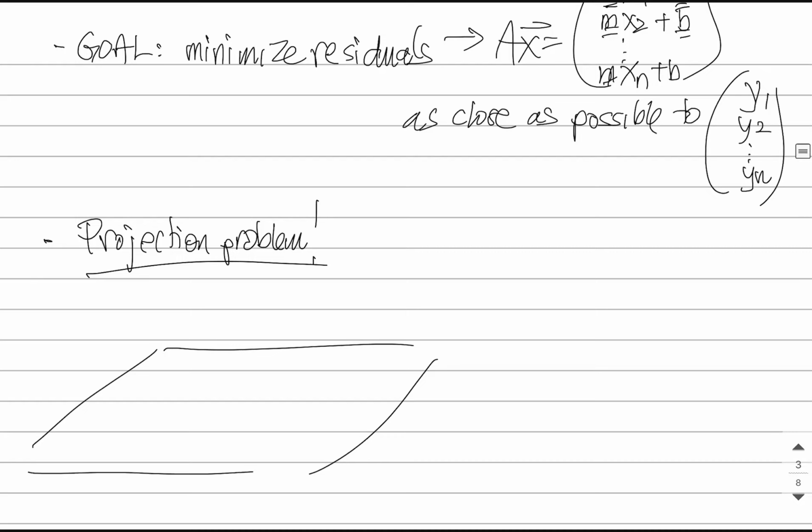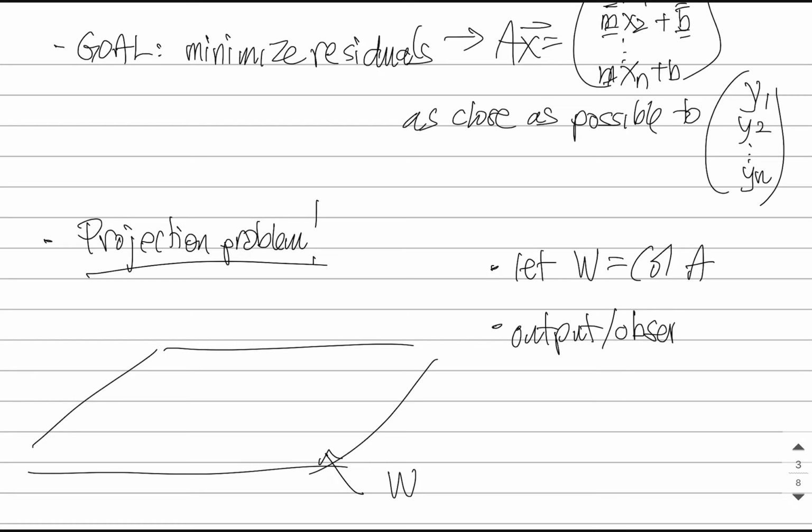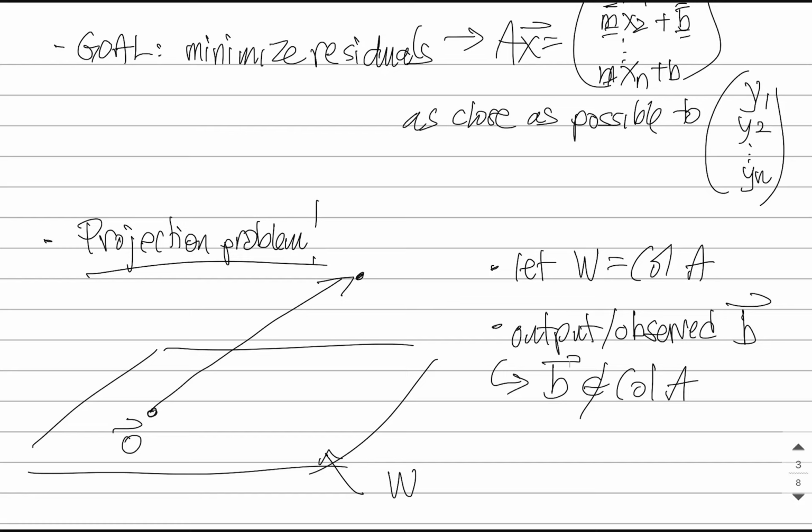If you want to think about this problem in our linear algebra way, let's say there's our subspace. We are going to let W be the column space of whatever matrix A we've got. We can think of our output or the observed vector as this thing b. And the point of the story is that this b is not in the column space of A. It's not possible for me to write my line and have it go through all of the data points. I just can't do it.